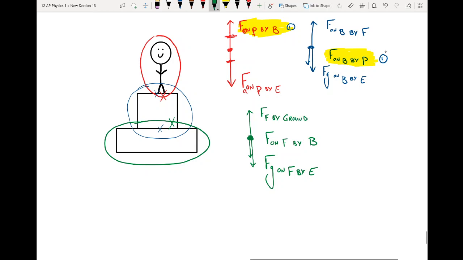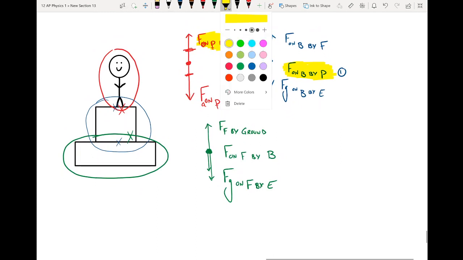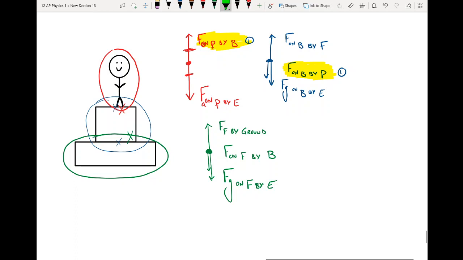Okay, so now if I want to look at this, I can start to identify what I have. I have an upwards force on the box by the floor. So that's an upwards force. And I have a downwards force on the floor by the box. That is another action-reaction pair. So in this case, one of my actors is the floor, my reactor is the box. So I have this action and reaction between the floor and the box. One's going down, one's going up. They're equal and opposite between my two objects.